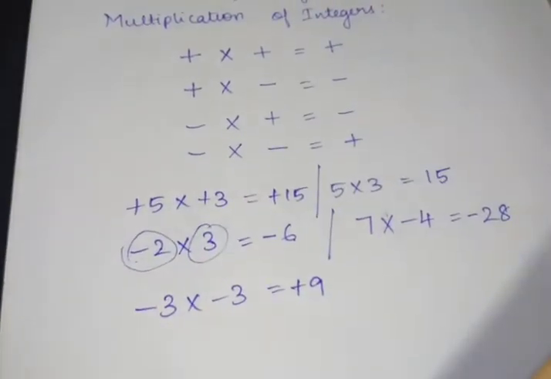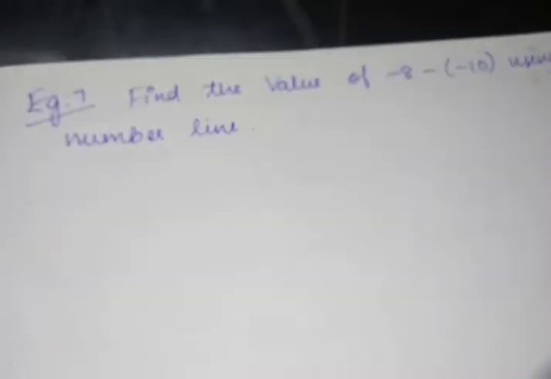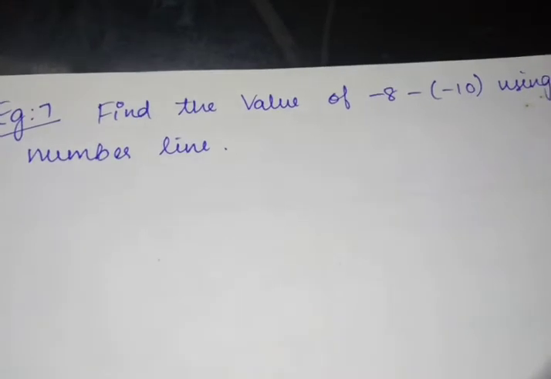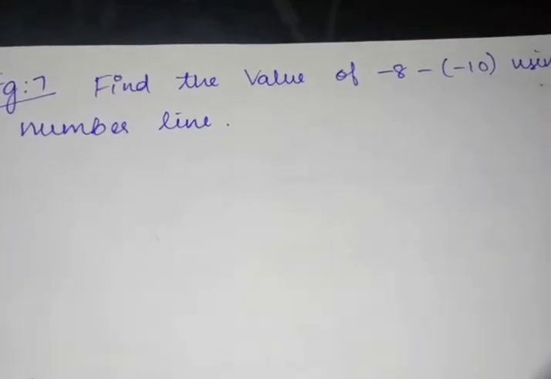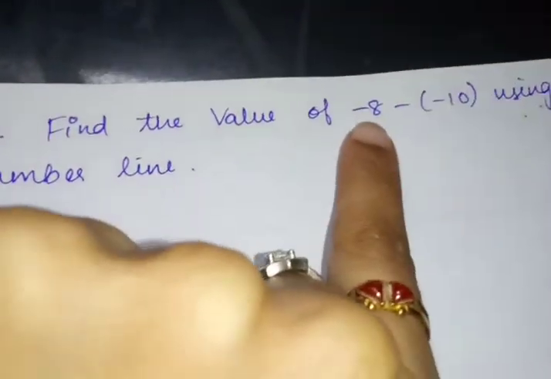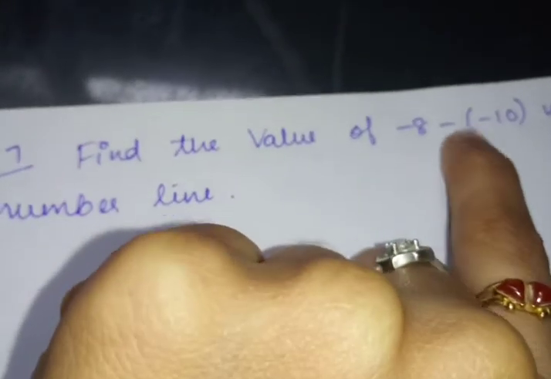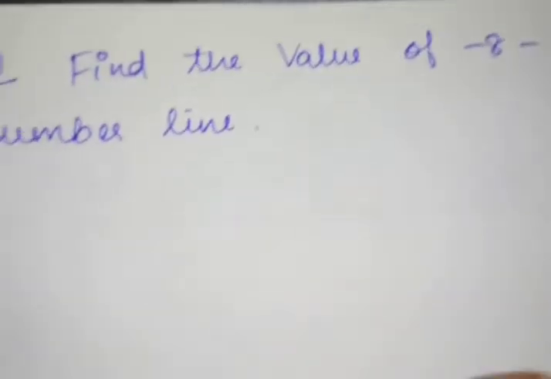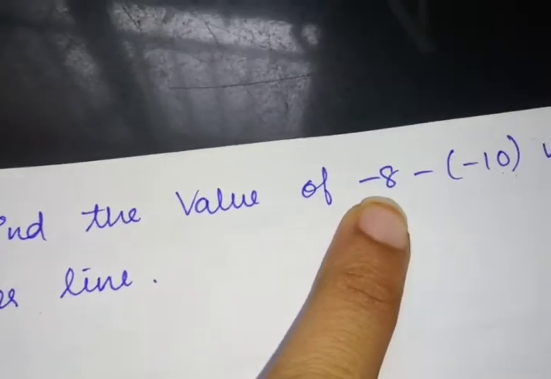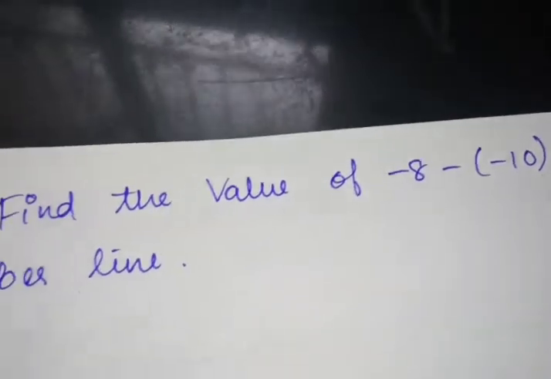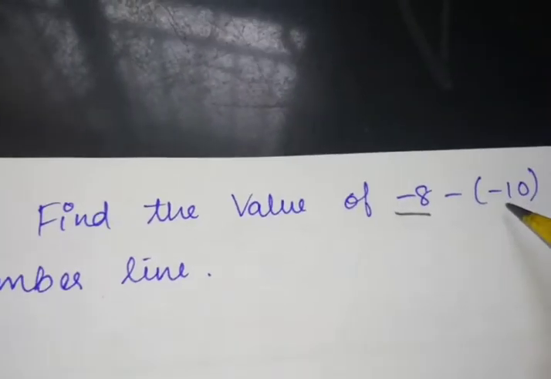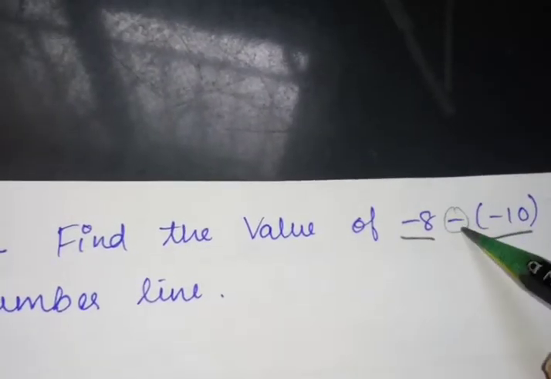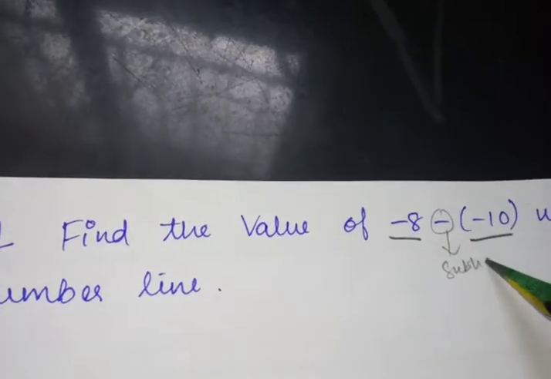Okay, we are going to deal with example number 7, children. What is the question given? You can take page number 130 for this example. Find the value of minus 8 minus 10, which means we are going to find the subtraction of two integers. What are the two integers here? Minus 8 is one integer, minus 10 is one integer. I am going to subtract two integers.